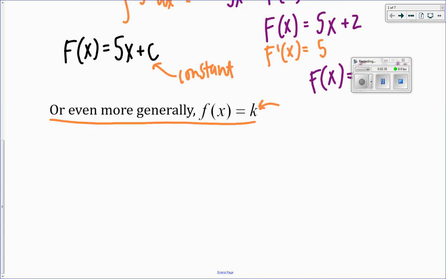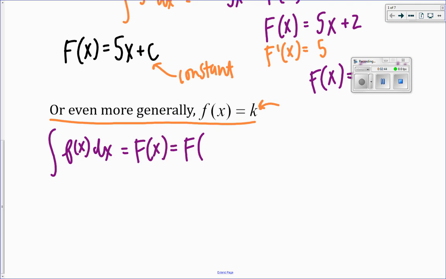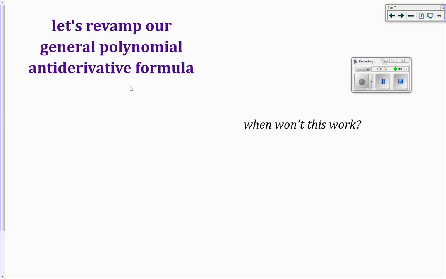And the answer would be yes, of course. The antiderivative of some function is equal to f of x, and specifically, in this case, would be kx plus c, plus this constant, right? Because if I take a derivative of a constant, it's 0, so I don't necessarily know it's there just with the antiderivative.